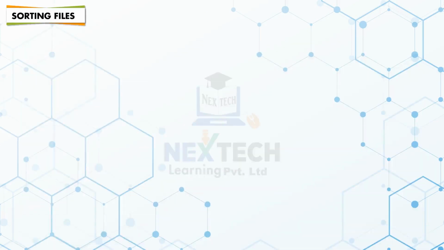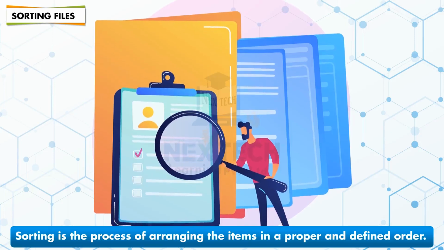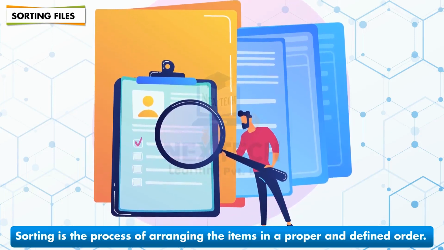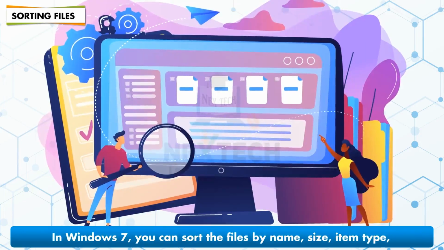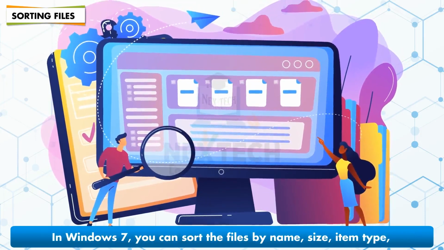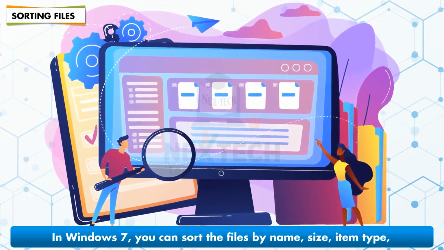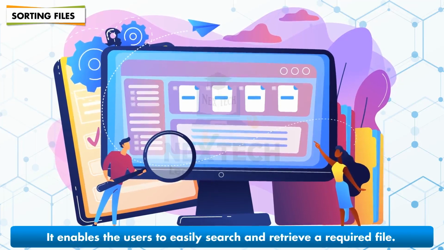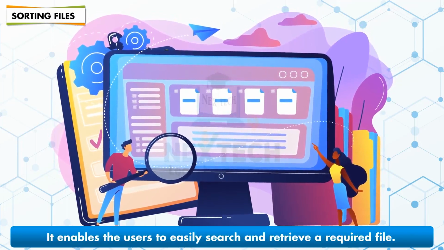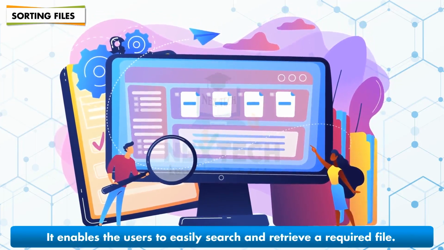Sorting files. Sorting is the process of arranging the items in a proper and defined order. In Windows 7, you can sort the files by name, size, item type, and date modified. It enables the users to easily search and retrieve a required file.